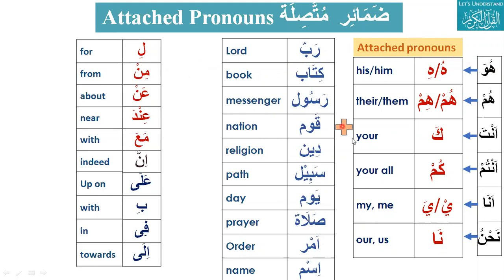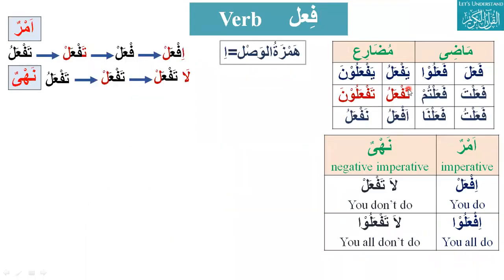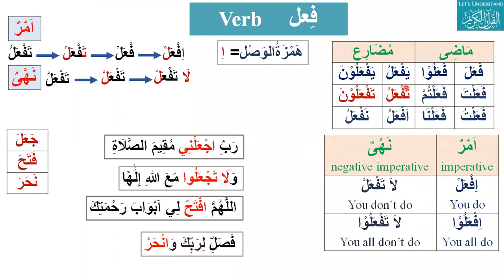And this is a very important slide. I combined it together, but we did it in separate lectures. So next, after doing these things, we started with the verb. As we discussed, the verb is the complete table we have practiced: madi, mudare, amr, nahi, and then fa'il and maf'ul. We just have one starting word, fa'ala. Let's say fa'ala and do the complete table.